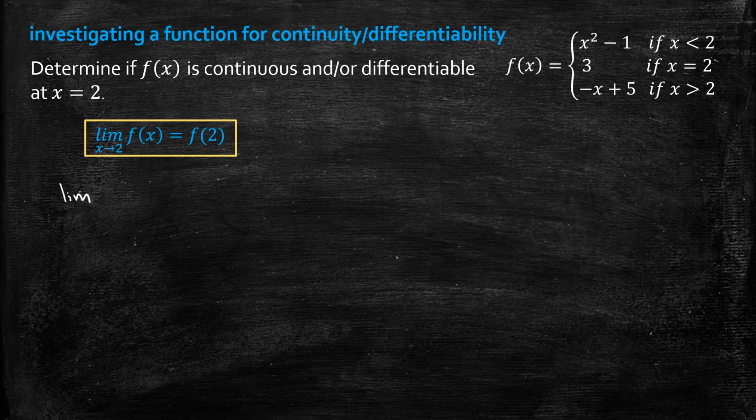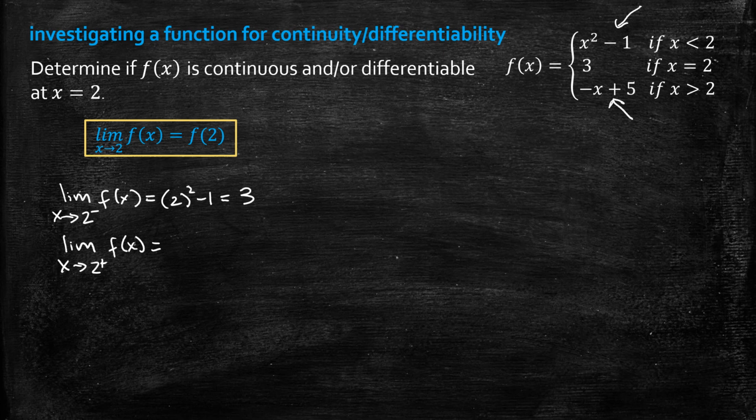So if we break this down, let's look at the limit from the left of the function, and from the left we will be using this branch when x is less than 2. So we just plug in 2 and we get 3. If we repeat this from the right, then we will be using this branch when x is greater than 2, which would be negative 2 plus 5, which also equals 3. So far so good, the limit actually exists.